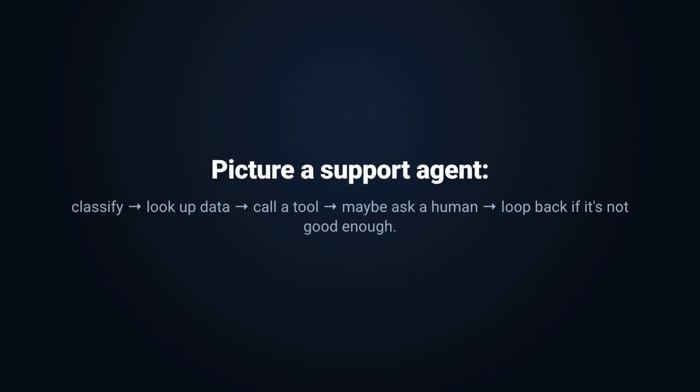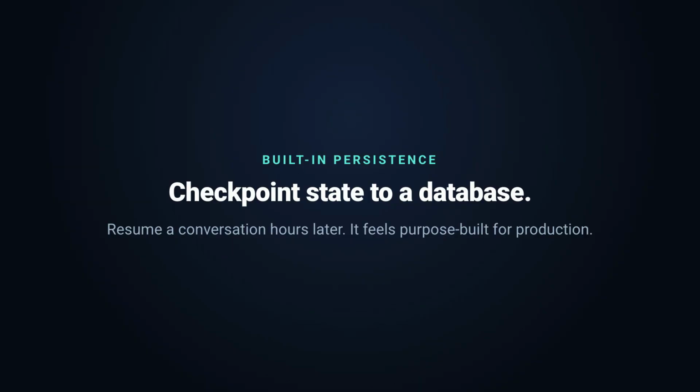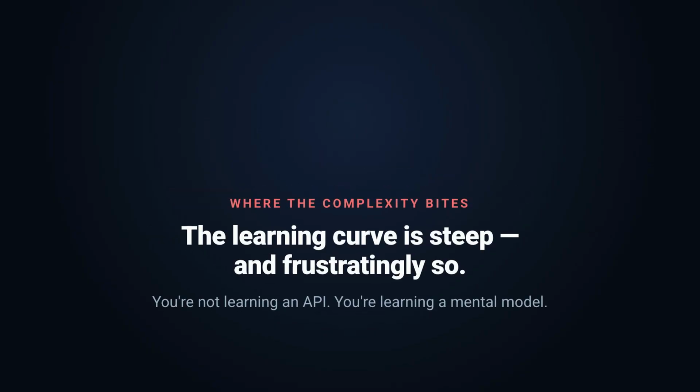But here's where the complexity bites. The learning curve is steep, and it's steep in a frustrating way. You're not just learning an API, you're learning a mental model. Concepts like reducers, functions that control how state updates merge together, trip up almost everyone at first. You'll spend an afternoon debugging why your messages list keeps getting overwritten instead of appended, only to discover you needed an annotation you didn't know existed. The documentation has improved, but you'll still find yourself reading source code and GitHub issues more often than you'd like.